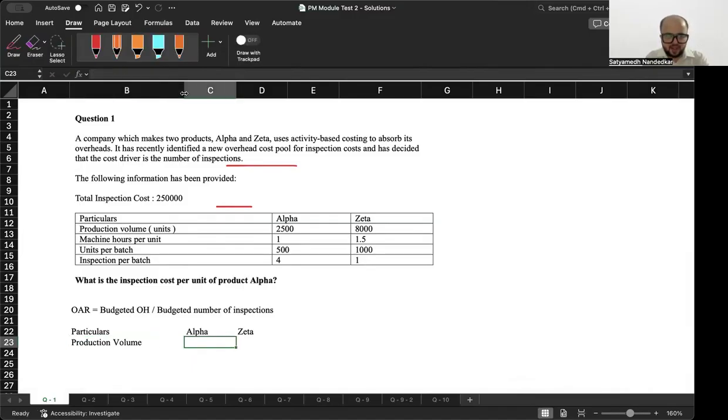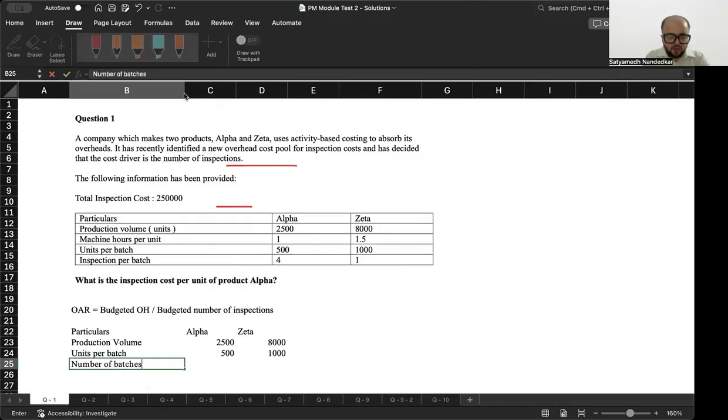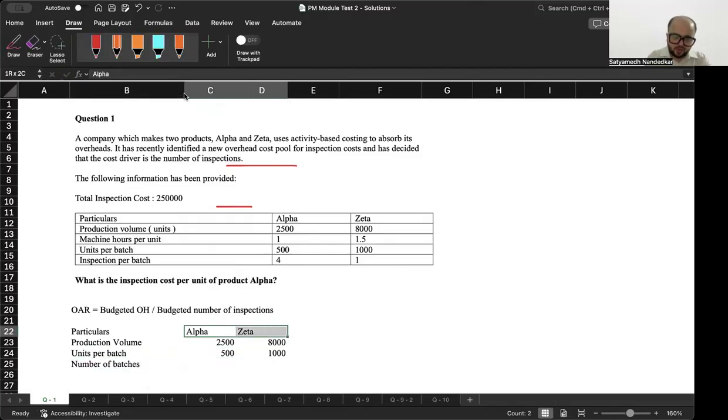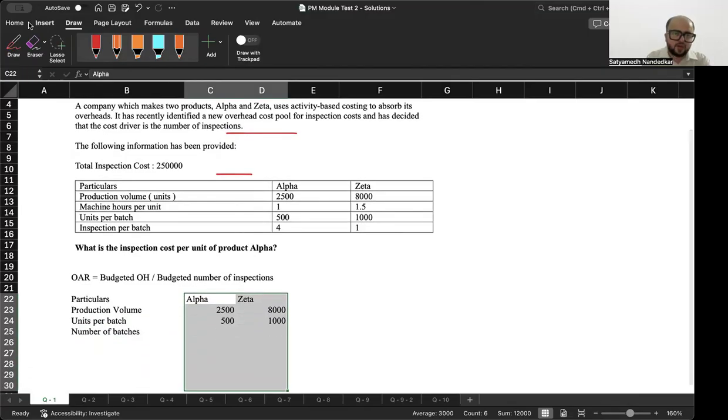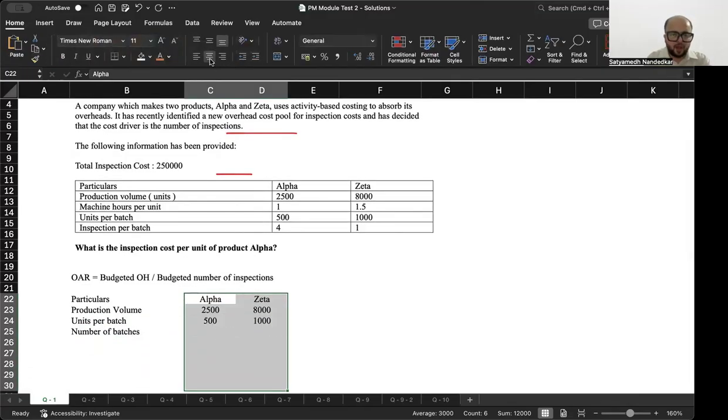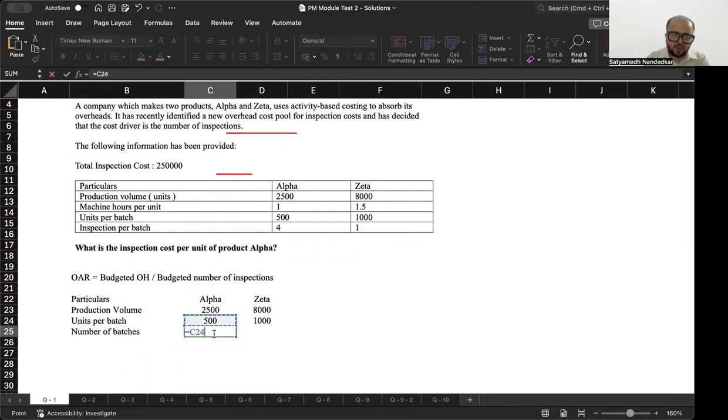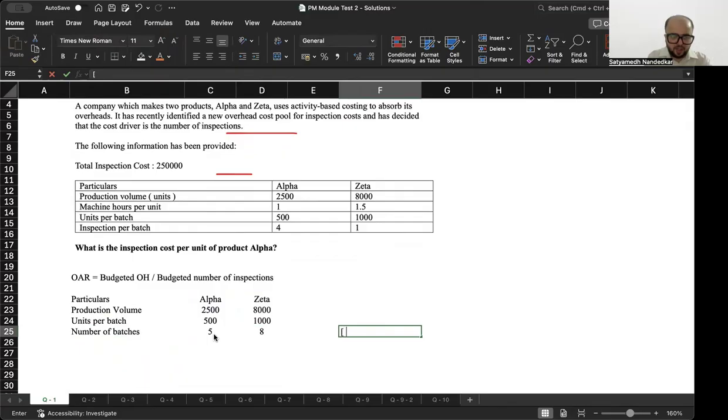Production volume, alpha is 2500, zeta is 8000. What are the units per batch? You make 500 units of alpha per batch and 1000 units of zeta per batch. That means number of batches. You make 2500 units of alpha and you make 500 units per batch. So total, how many batches would you need? You would need 2500 upon 500. That is 5 batches.